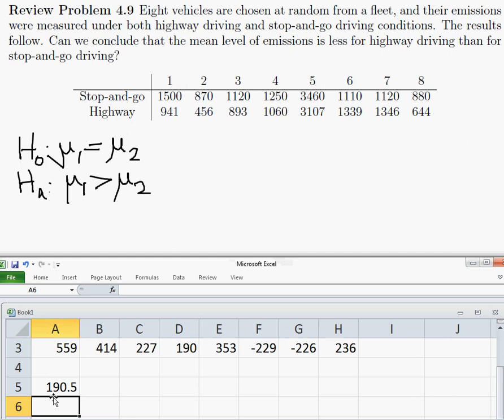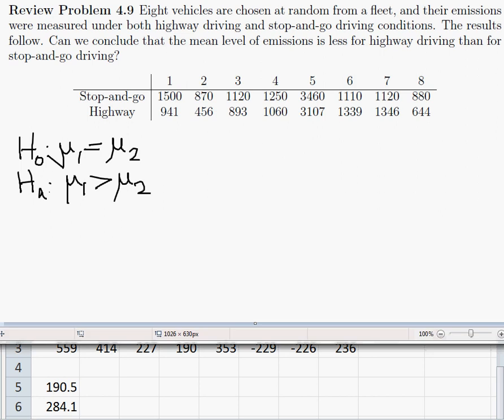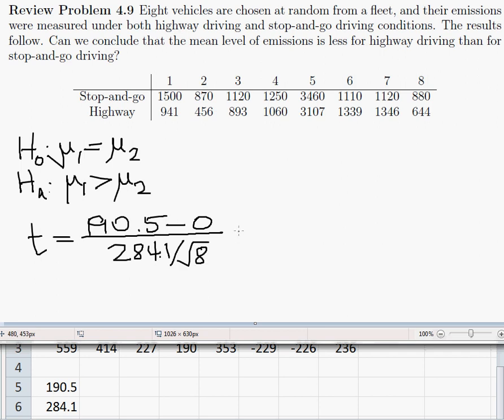And if I take the standard deviation of these differences, I get 284.1. So the t-value in question here is going to equal the observed difference, 190.5, minus the expected difference under the null hypothesis, which is 0, divided by the standard error. Now, because this is paired data, I can just simply use 284.1 divided by the square root of 8.